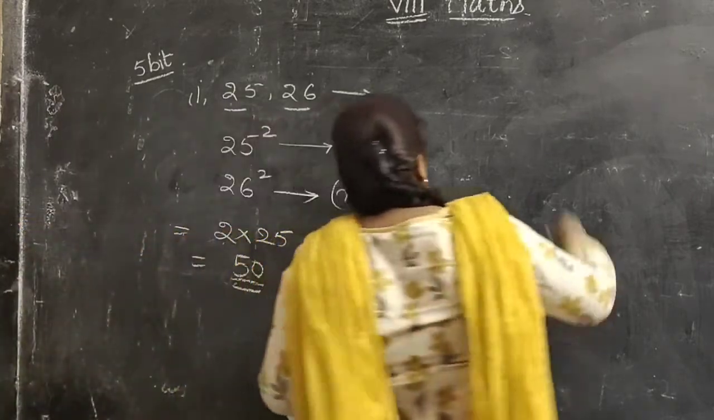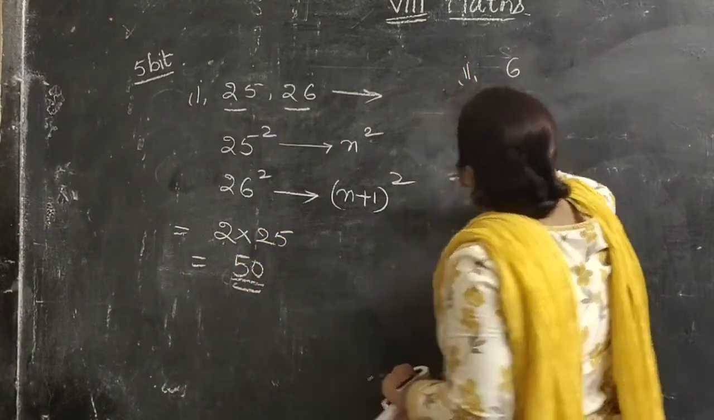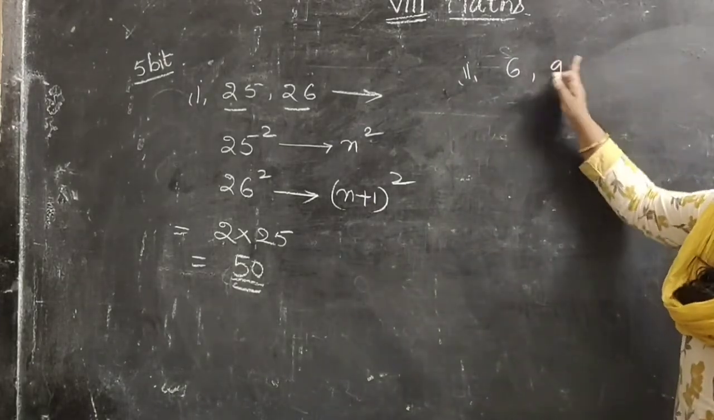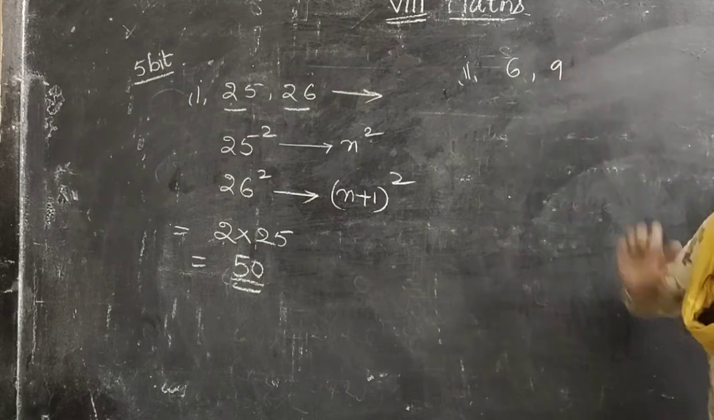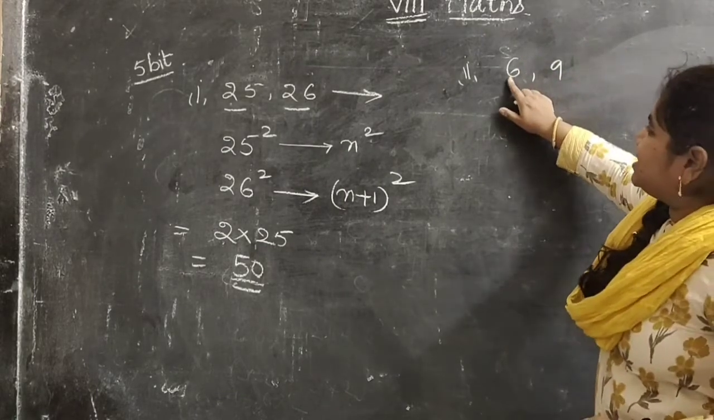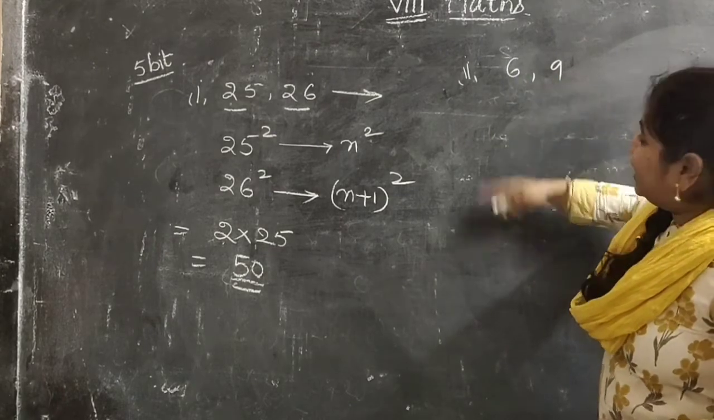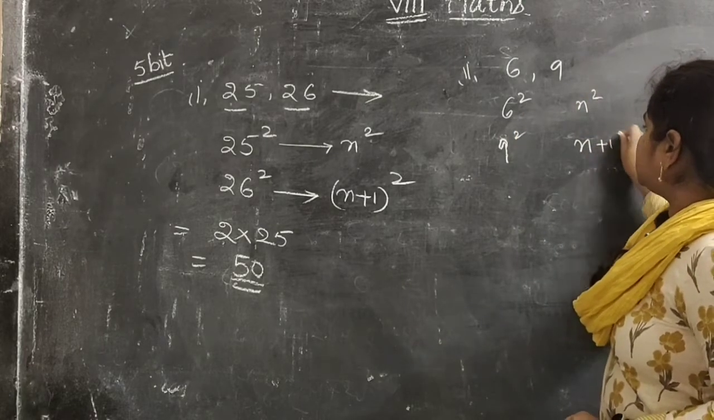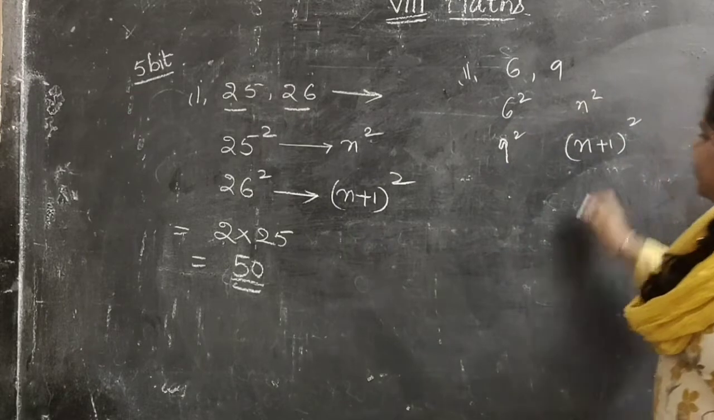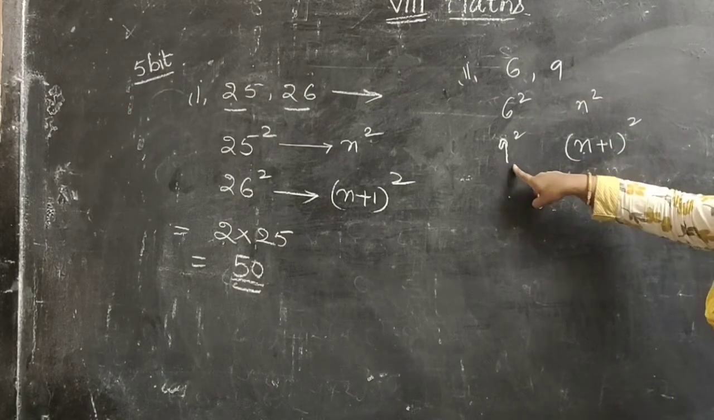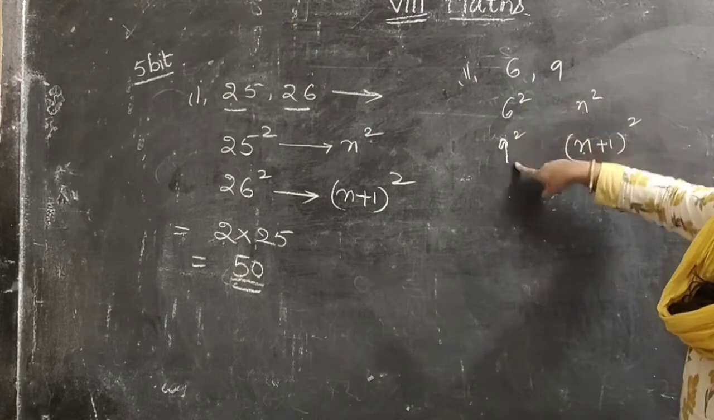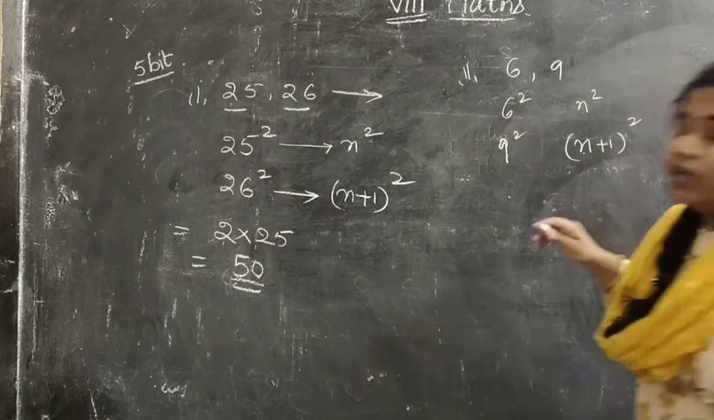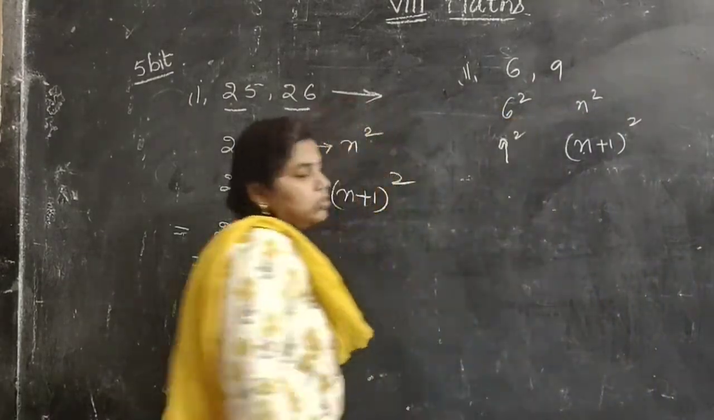Suppose one more example I am taking here. I want to find the square numbers between 6 and 9. It is 6 square and 9 square, between these numbers I want to find. But in this case, 6 and 9 are not consecutive numbers, and these numbers are not in the form of n square and (n+1) whole square. If I take n value as 6, 6 plus 1 will become 7, but here we are having 9. So these are not consecutive numbers, and also they are not in the form of n square and (n+1) whole square. So if the given numbers are in this form, what do we have to do?